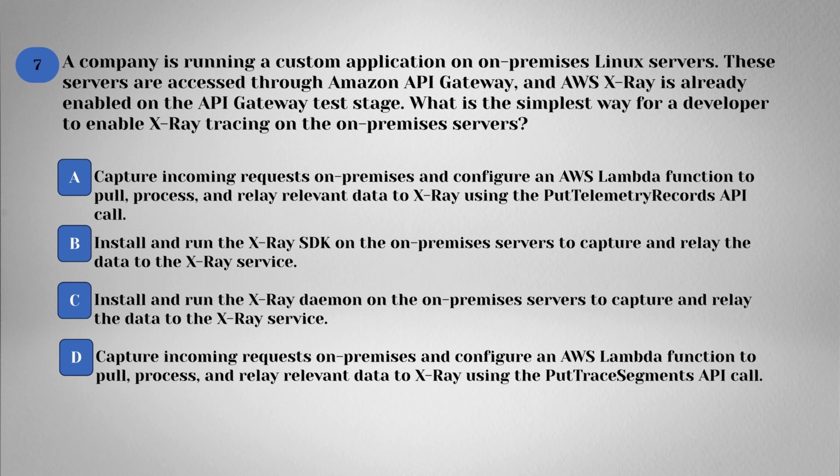A company is running a custom application on on-premises Linux servers. These servers are accessed through Amazon API Gateway, and AWS X-Ray is already enabled on the API Gateway test stage. What is the simplest way for a developer to enable X-Ray tracing on the on-premises servers?